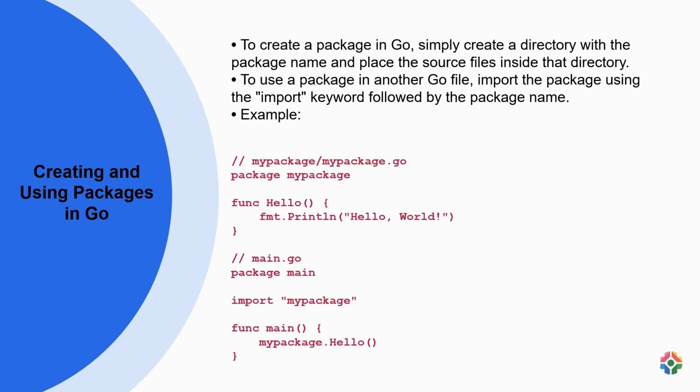For instance, let's say you have a package named myPackage with a function called hello in a file named mypackage.go. In another file named main.go, you want to use the hello function from the myPackage package. To achieve this, you import the myPackage like so.